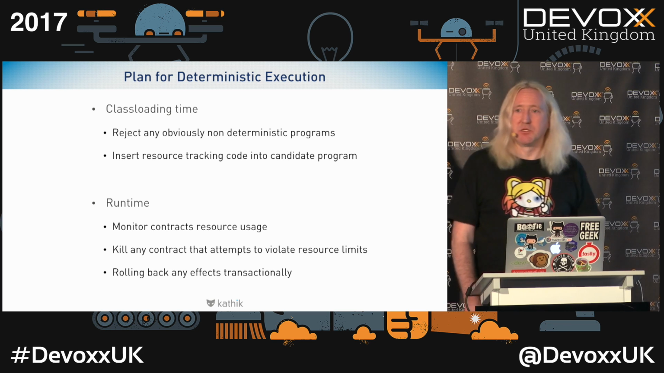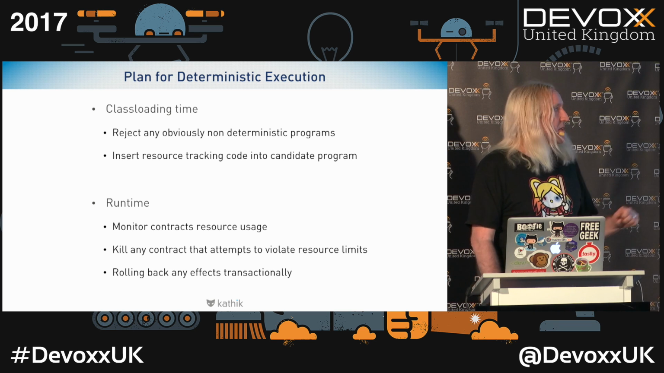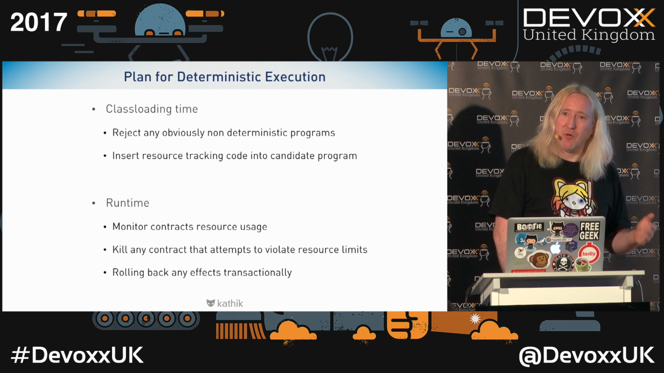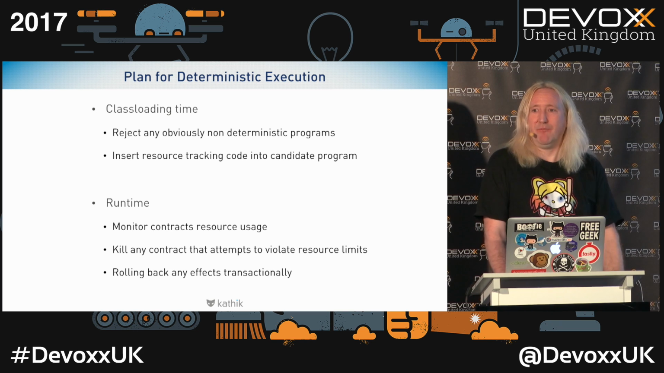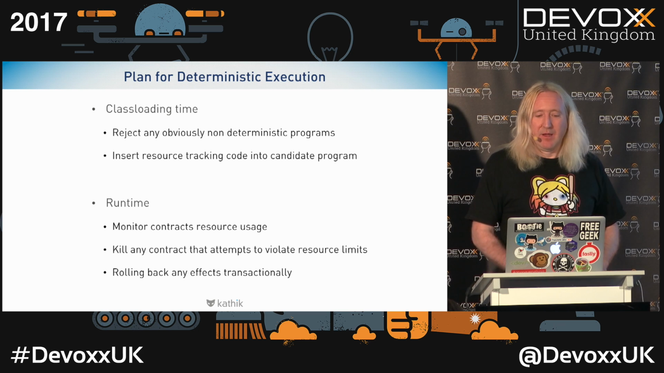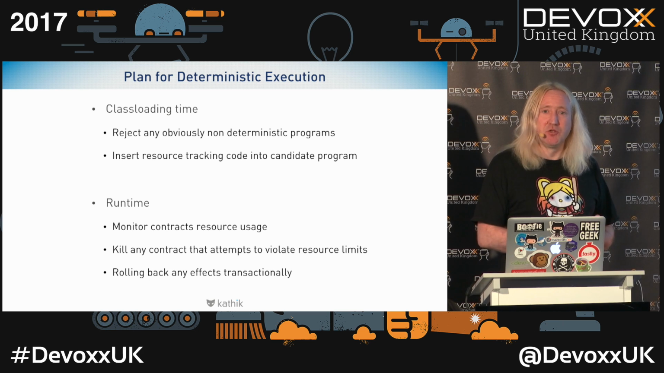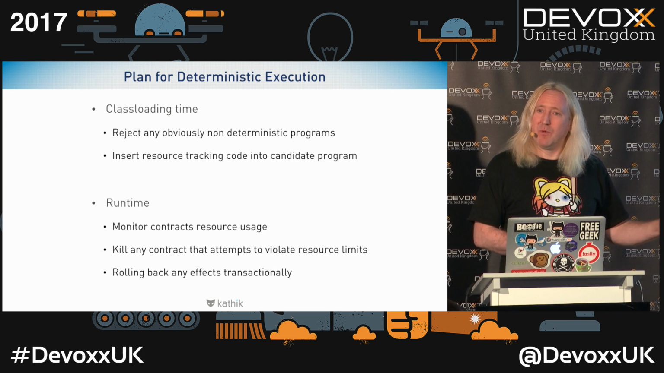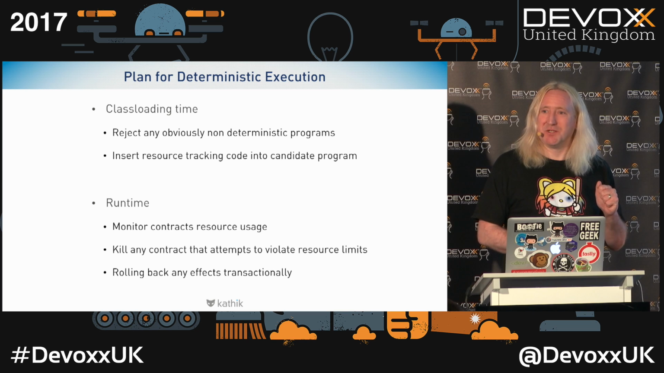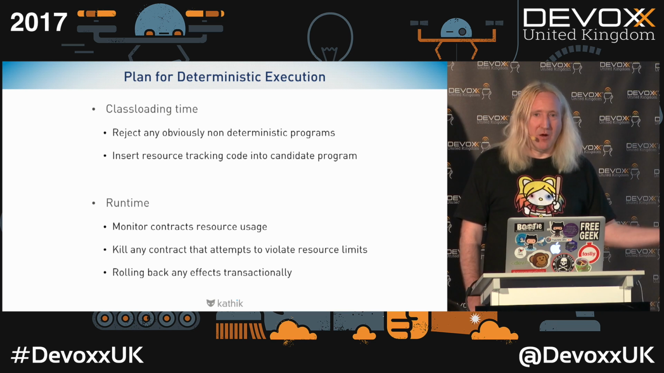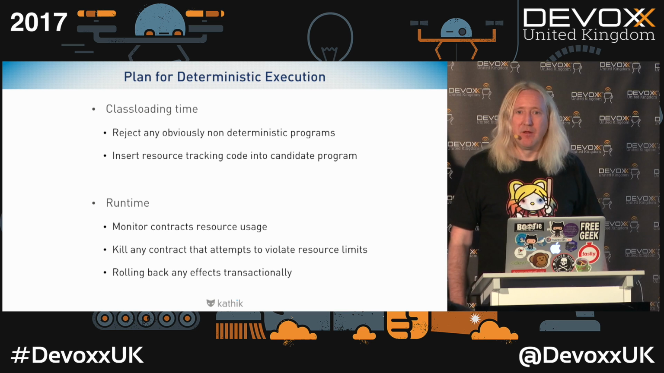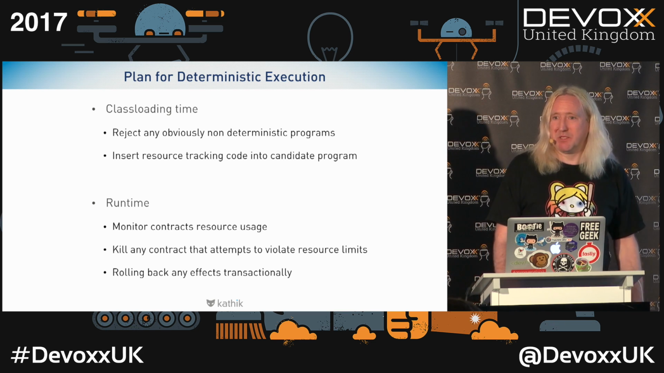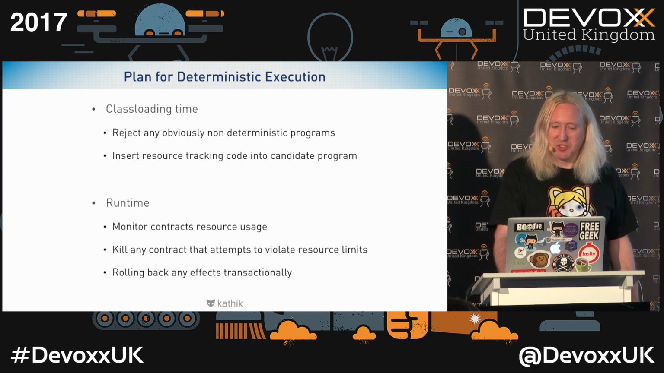So what I'm also going to do is rewrite the bytecode, and I'm going to insert resource tracking code into the candidate program. Okay? And then at that point, I'm going to allow it onto the platform. Then at runtime, if anything happens which is going to breach resource limits, that contract is killed. And now all we need is a transaction monitor. Because then at that point, I can roll back the effect of whatever the contract did to the previous state. And I should have a system which is actually robust enough for deterministic execution.